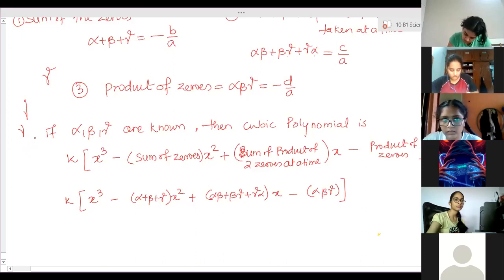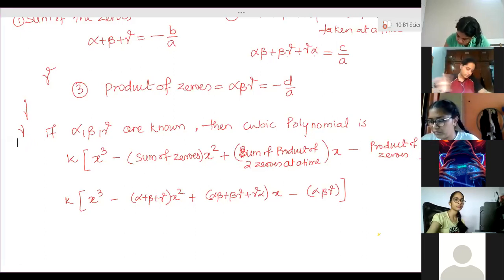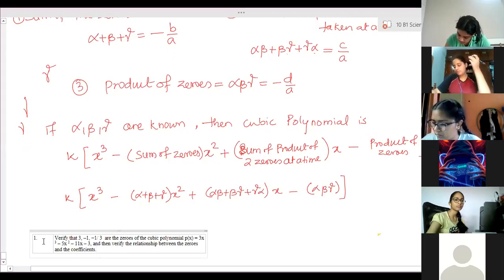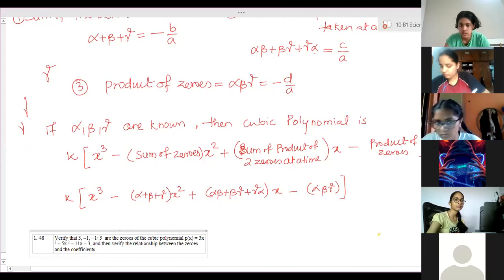Clear? Yes, ma'am. The relations you have to remember, and this is the way to write the polynomial. Ma'am, can you scroll up 1 minute?